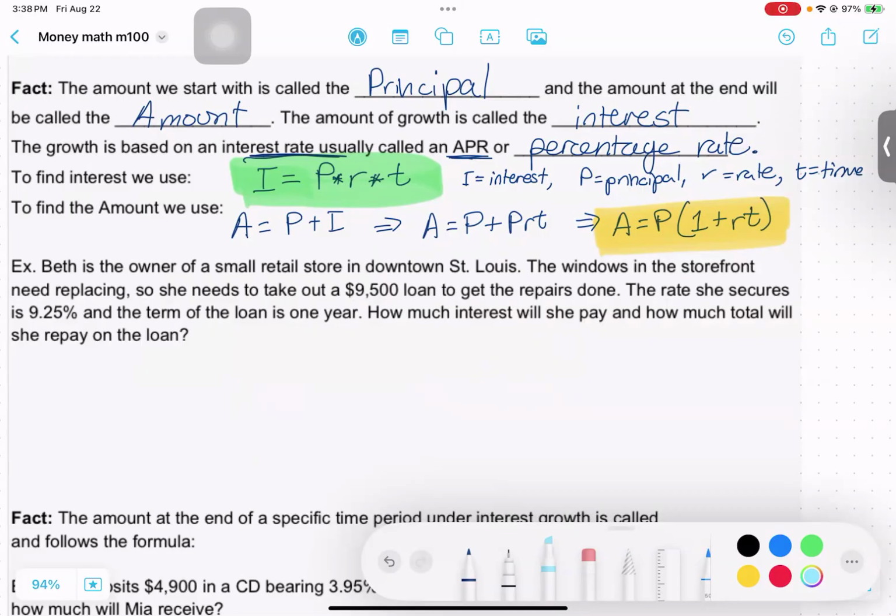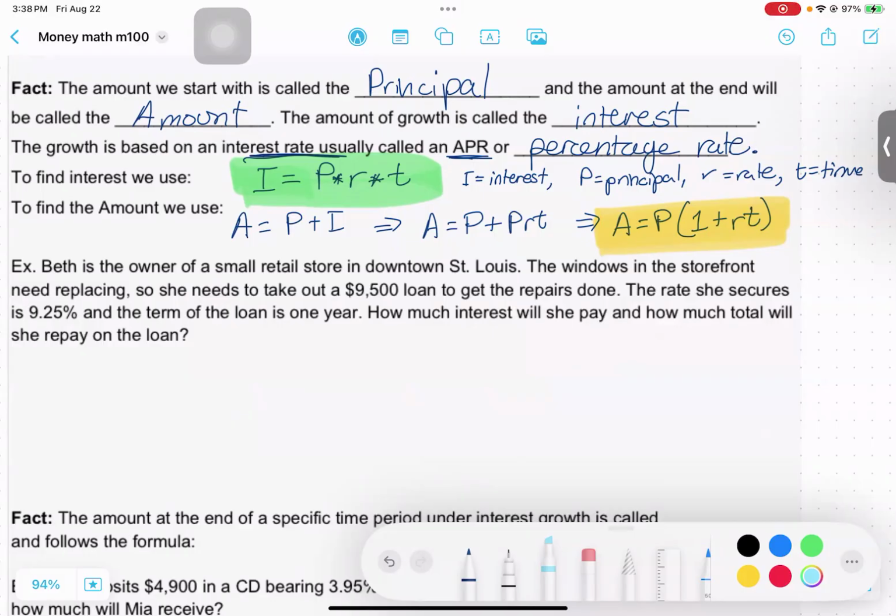But the rate she secures is 9.25%, and the term of the loan is 1 year. So in 1 year, she has to pay back the loan, but also pay for getting to use that money, thus interest. Okay, how much interest will she pay and how much total will she repay? So there's two parts of this question. All right, let's dive into our pieces here.